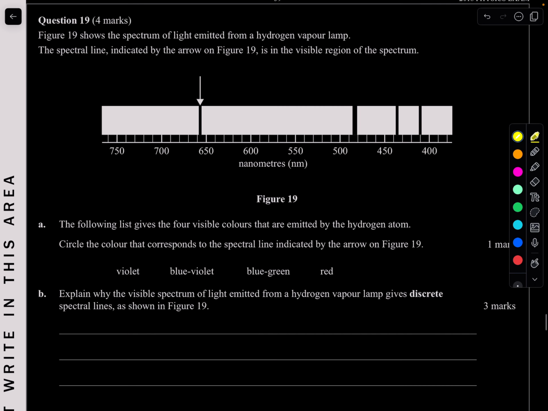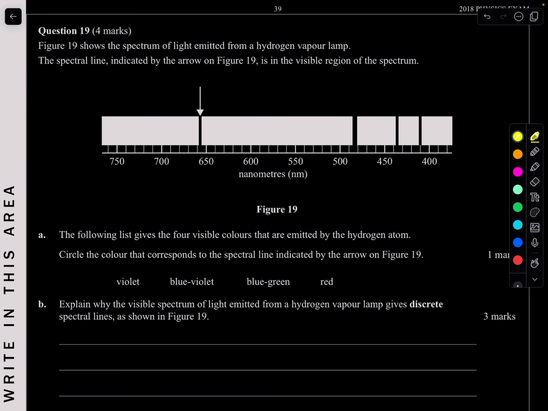Having a look, if I really look at this, this spectral line has the highest wavelength. What does high wavelength mean? It means low frequency. It means it's weak. So which of these has the weakest frequency? It's red. Red is the lowest frequency. Violet is the highest frequency because it's the strongest. Blue-violet is second, then this one's third, and the last one's red because it's the weakest.